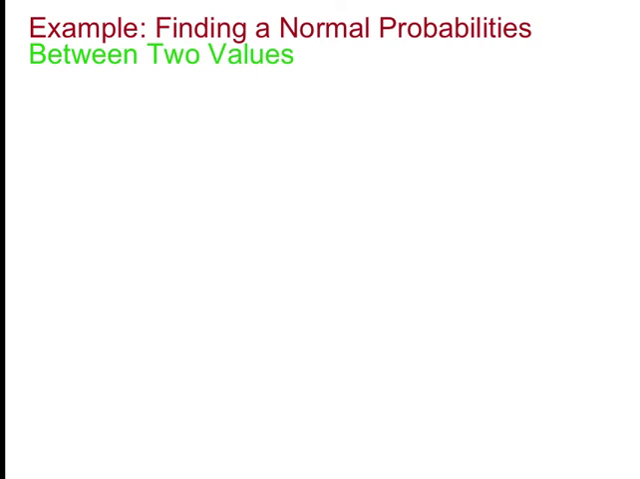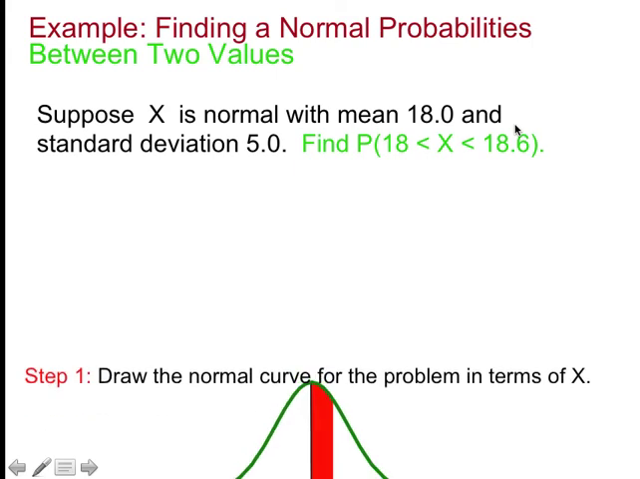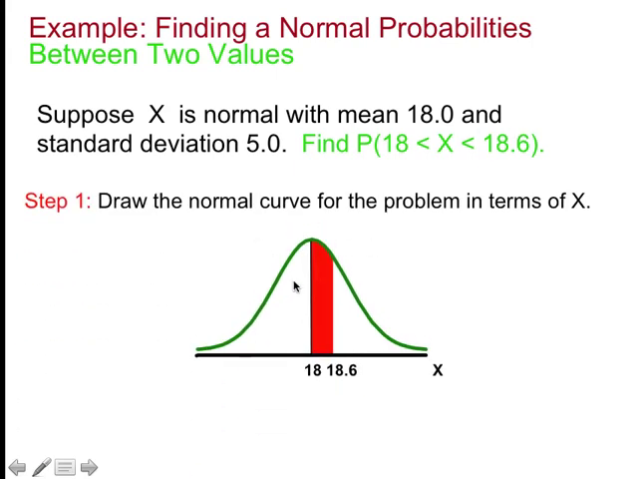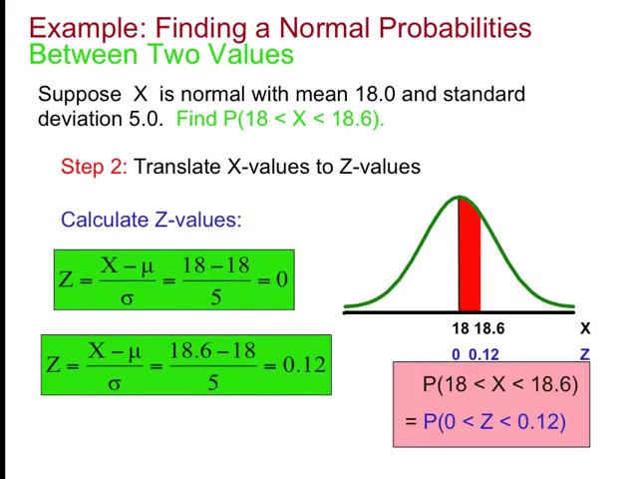It is also possible to be asked to compute normal probabilities between two values. Still using the time taken to download an image file from the internet example, suppose we wish to calculate the probability between 18 seconds and 18.6 seconds. The steps are the same. First, we draw the normal curve for the problem in terms of x. So this is the lower part and this is the upper part of the question. Then we calculate the z-score for both values, which are 0 and 0.12, as we have done before.